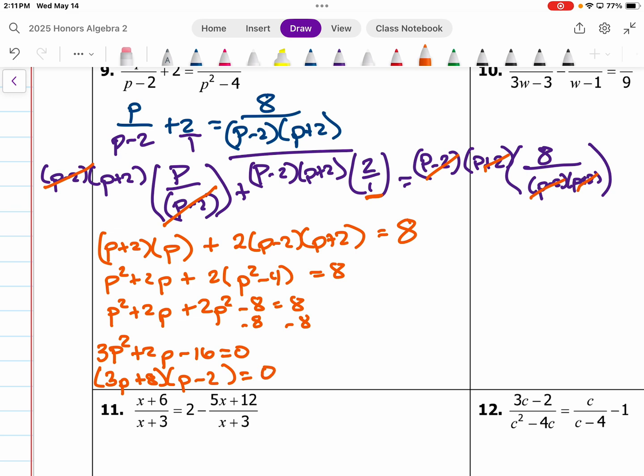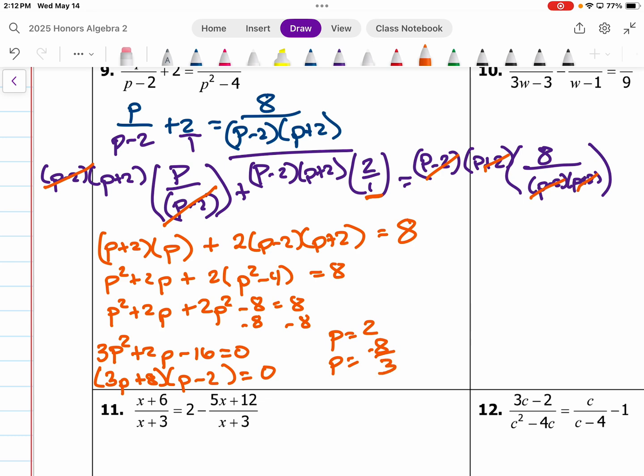All right, that's how it factors: 3p plus 8 and p minus 2. Three times negative 2 is negative 6. Negative 6 subtracted from 8 is positive 2. That's how I got that in the middle. So I got my two answers. P is equal to 2. P is equal to negative 8/3. And I'm supposed to check both of those.